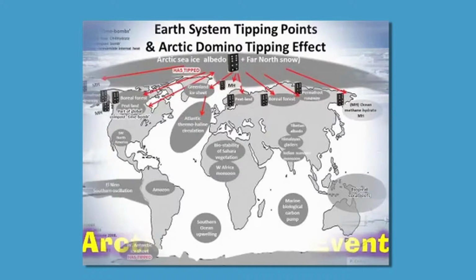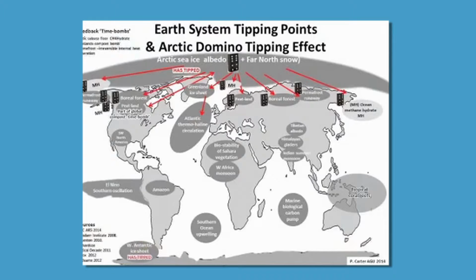But what we do know is that the Arctic is in a death spiral and that ice is quickly going away. When that ice goes away, there are a lot of other things that are connected to the Arctic. If you want to say the Arctic is a domino, that thing has tipped. It's done. It's just a matter of time before it melts.